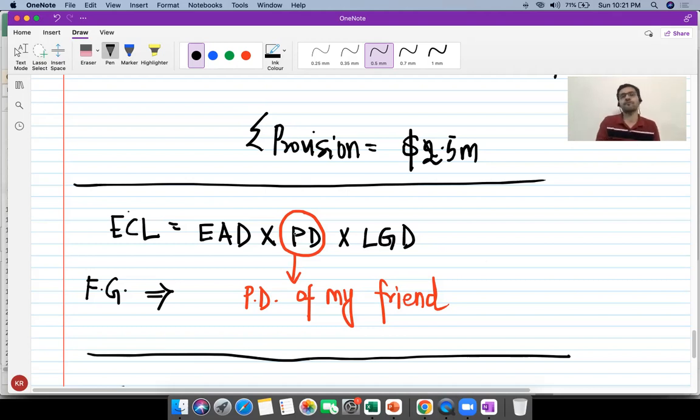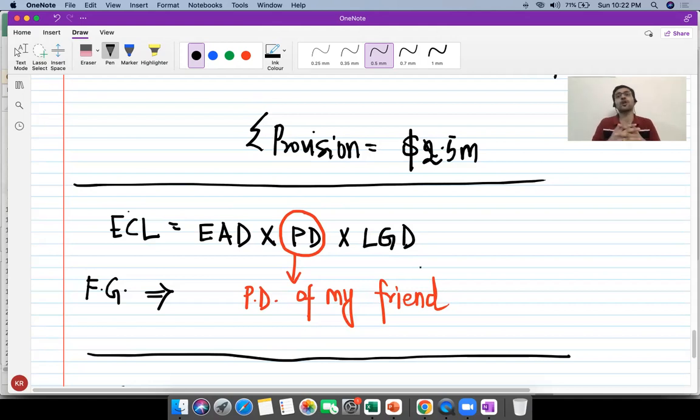What I would like to emphasize is the probability of default is going to be the PD, the probability that my friend would default. That would be recognized as a provision in my books of accounts. I, as a guarantor, will recognize ECL in my books of accounts based on this particular formula. That was one thing that I wanted to communicate on financial guarantees.